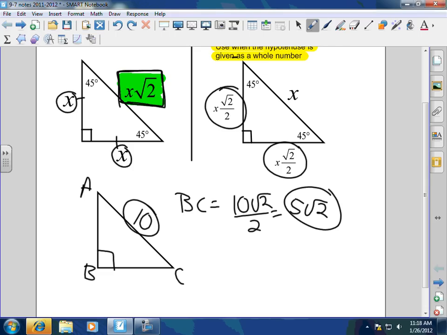This is a huge problem for a lot of students. They don't want to remember that it's x radical 2. They don't want to do it the long way. That's fine. I've just given you a shortcut.